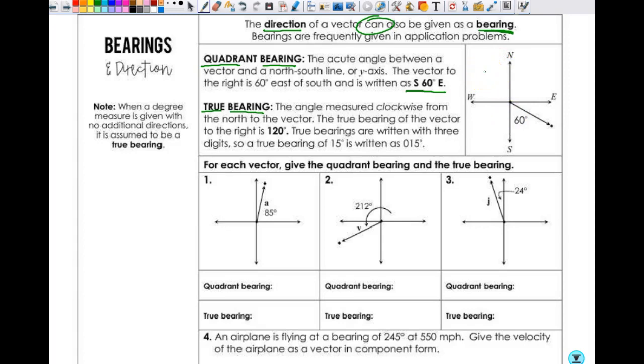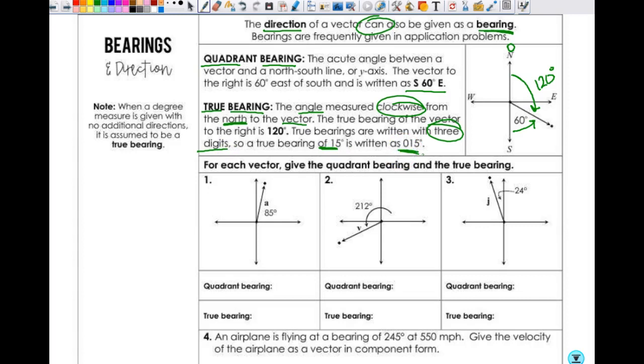True bearing is the angle measured clockwise from north to the vector. So although this is your quadrant bearing, the true bearing starts with north at 0 and comes around this way. So that would be your 0, unlike the 0 that we are used to. And that would make this 120 degrees. True bearing is always written with 3 digits, so 15 degrees would be 015.